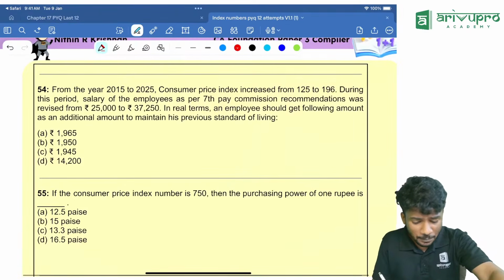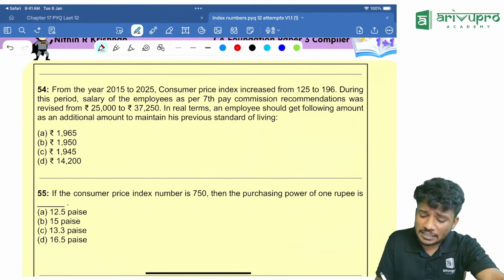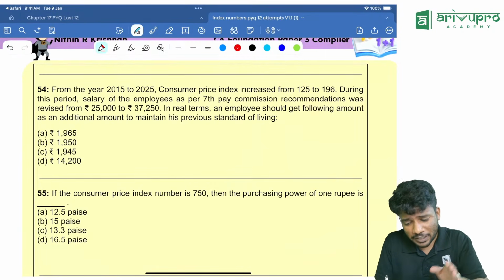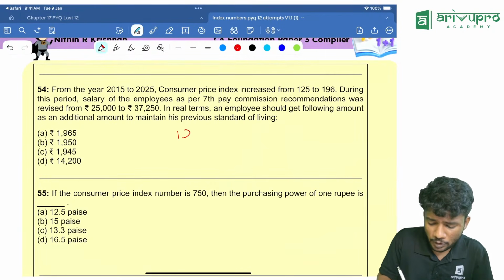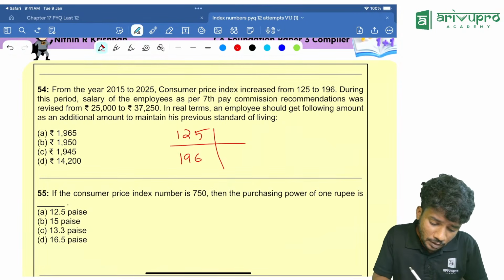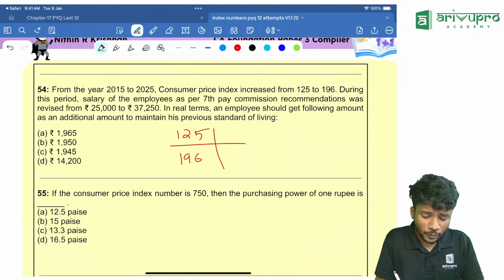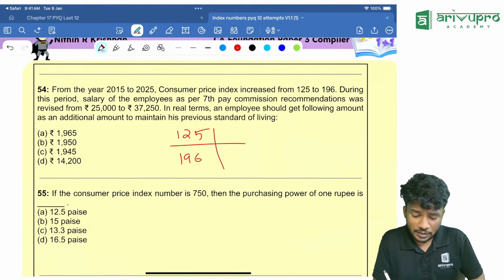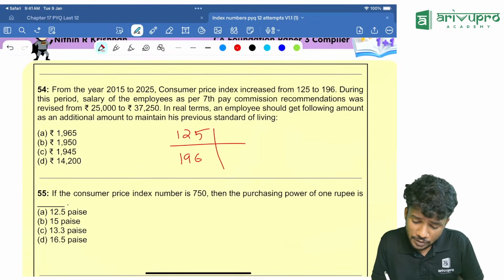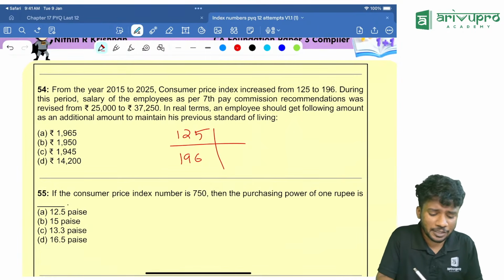Next one, from the year 2015 to 2025, the consumer price index increased from 125 to 196. So 125 increased to how much now? 196. Then the salary of the employee as per the 7th Commission recommendation was revised from 25,000 to 37,250. In real terms, an employee should get the following amount in addition to the amount maintained in the previous standard of living. Can you guys do this?